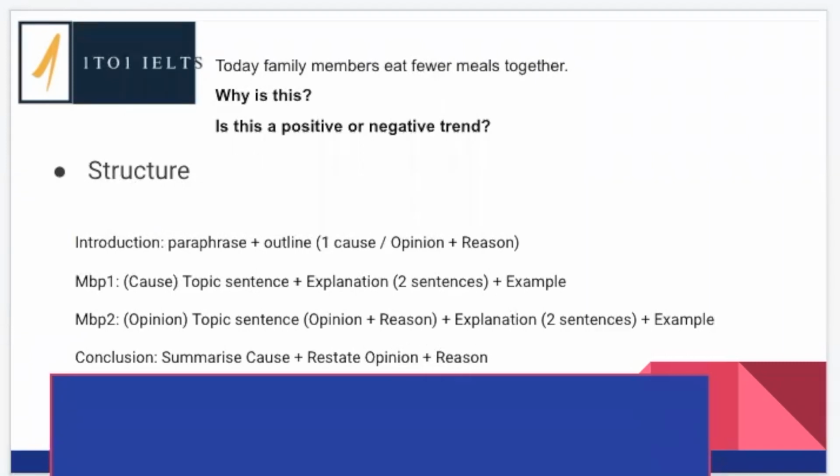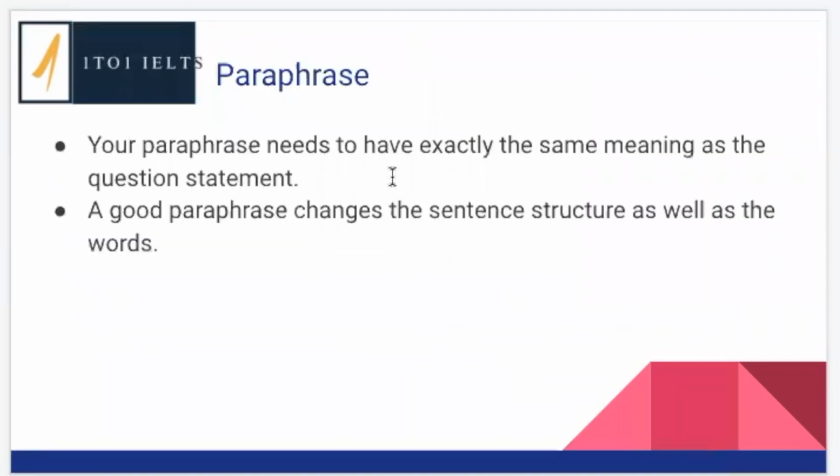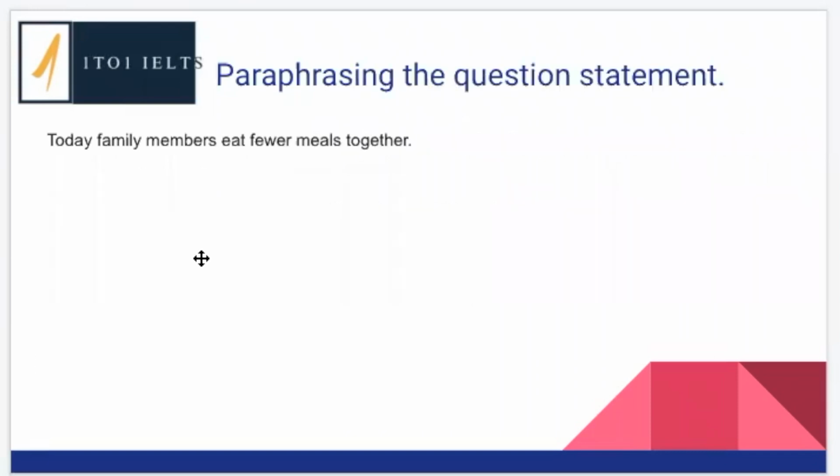So once I've actually come up with this structure, I'm going to start my writing. What is the very first thing that we deal with? We look here, paraphrase. So our paraphrase needs to be exactly the same meaning as the question statement. And we try to change sentence structure first before we look for easy synonyms. Today, family members eat fewer meals together. So a nice short sentence. Is there anything in this sentence that we can maybe switch around and change sentence structure?